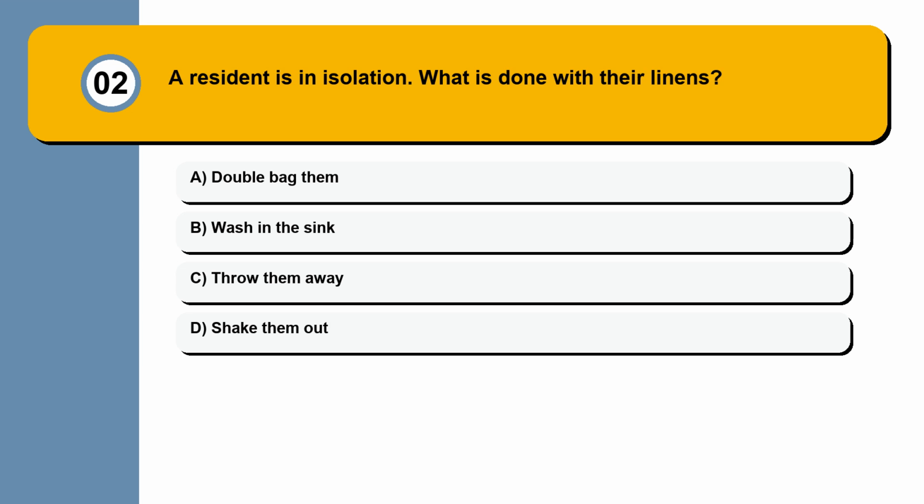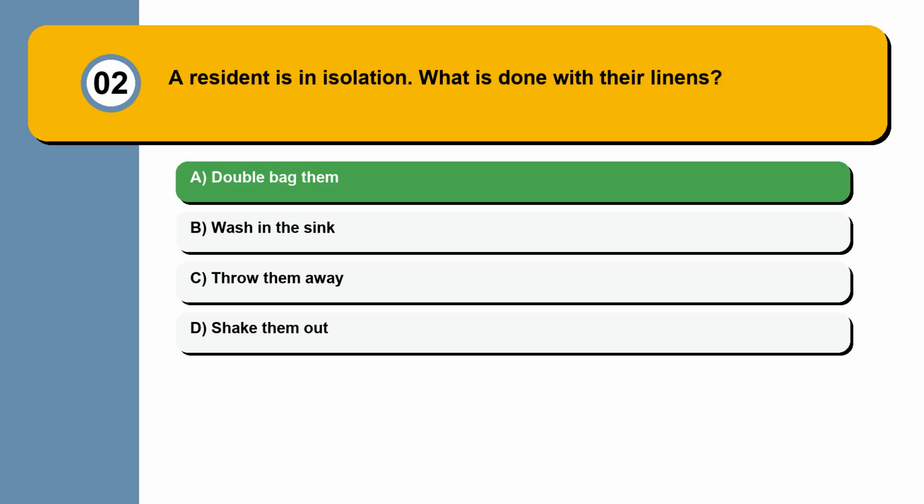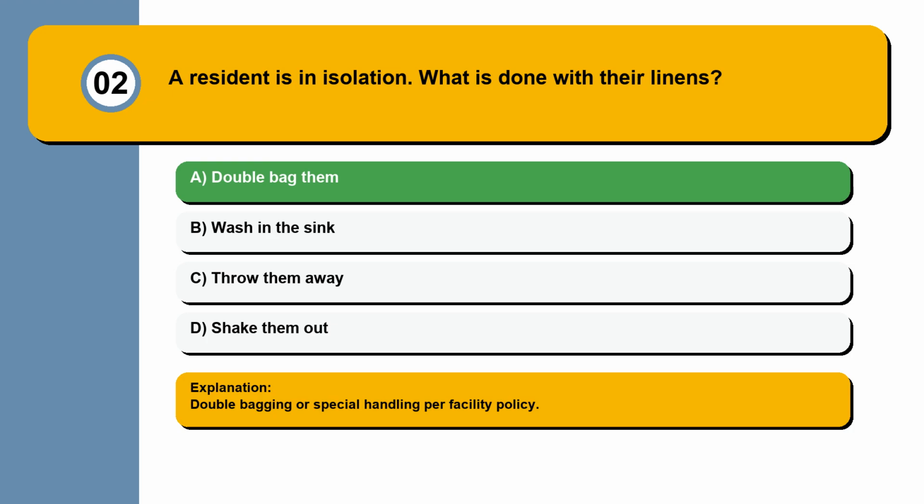Question 2. A resident is in isolation. What is done with their linens? Double bag them. Wash in the sink. Throw them away. Shake them out. Double bagging or special handling per facility policy.